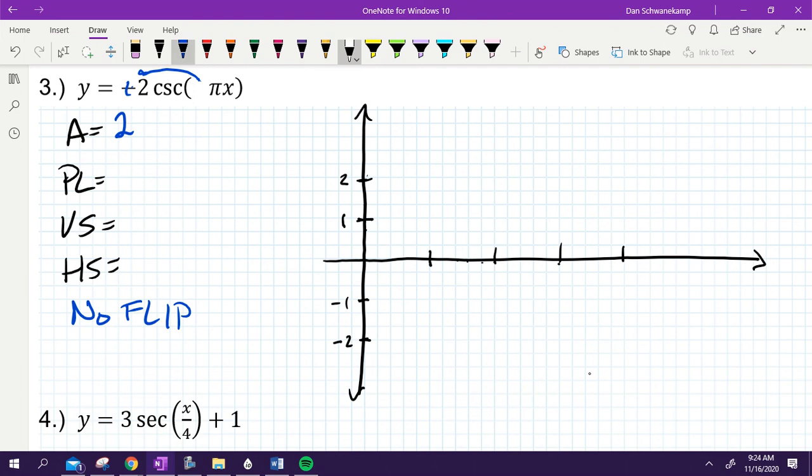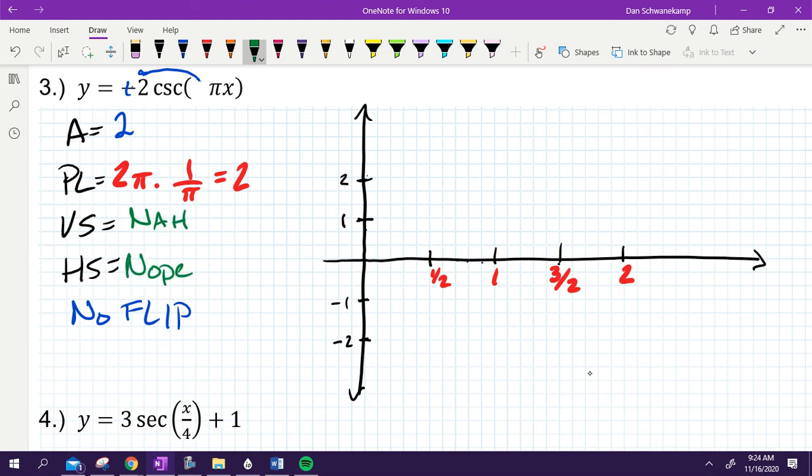Okay, period length. We're starting off with our base period length. It's 2 pi. Then I'm going to multiply by the reciprocal. So what's my real period length going to be? 2. So this guy's 2, 1, 1/2, 3/2. Vertical shift. There isn't one. Horizontal shift. Not one of those either. Nothing added inside the parentheses or added outside the parentheses either. So we're just going to make our graph. Our amplitude is 2. So there is my top line. Here's my bottom line.